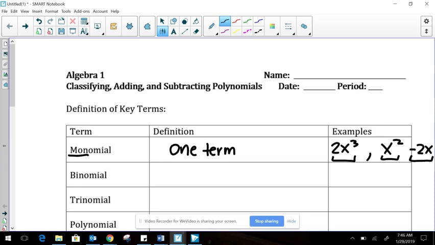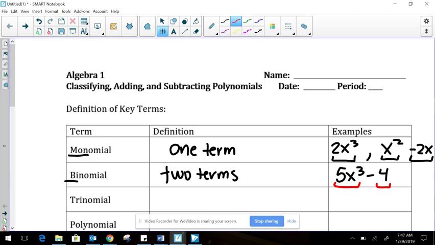All right, next one, we're looking at our prefix again. So binomial would be two terms. Okay, so example would be, say, 5x cubed minus 4. So this is my first term. That's my second term. That's how I get the binomial.